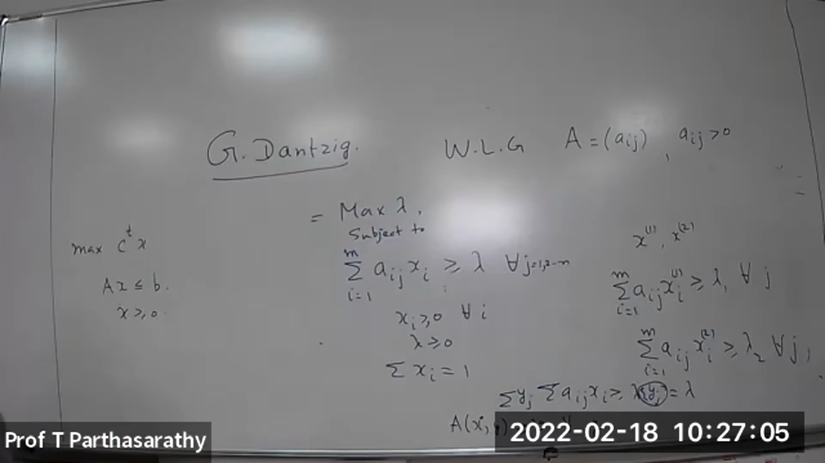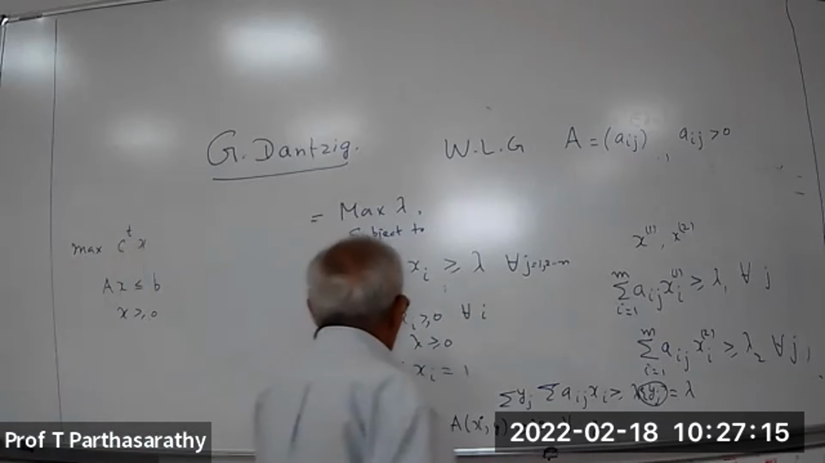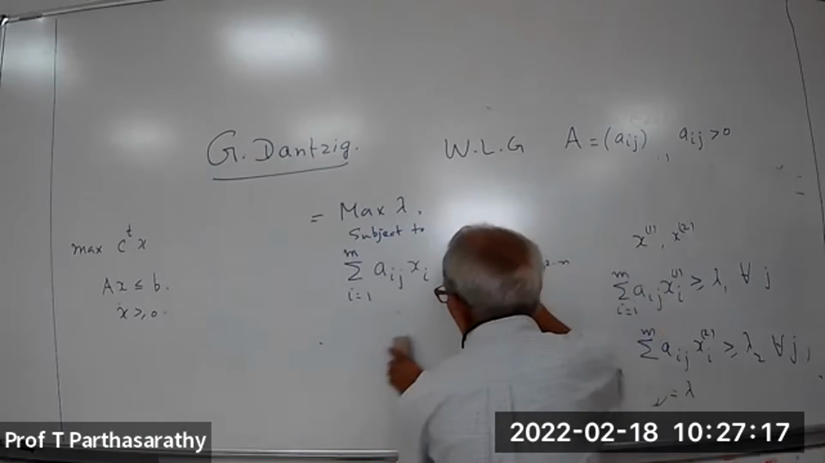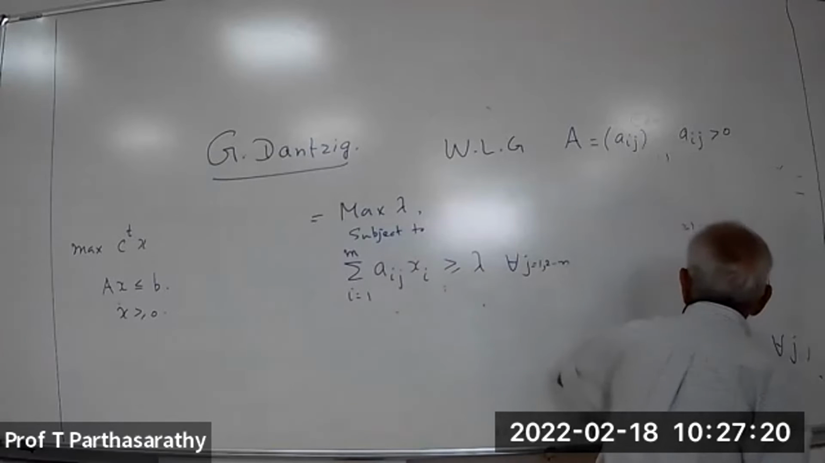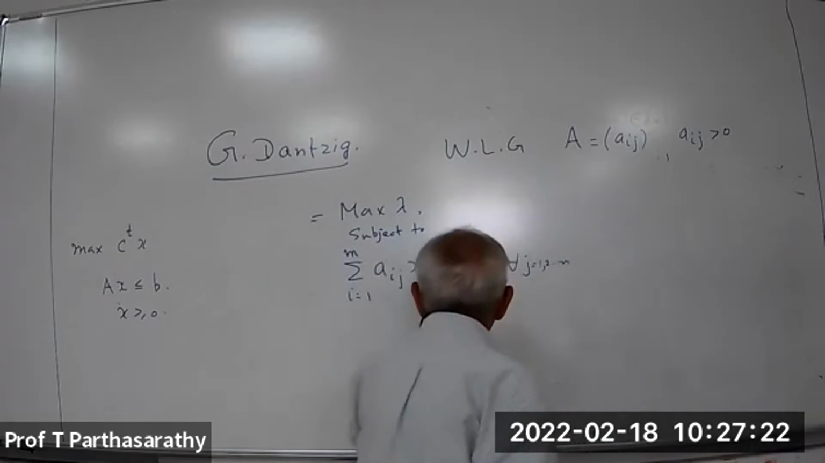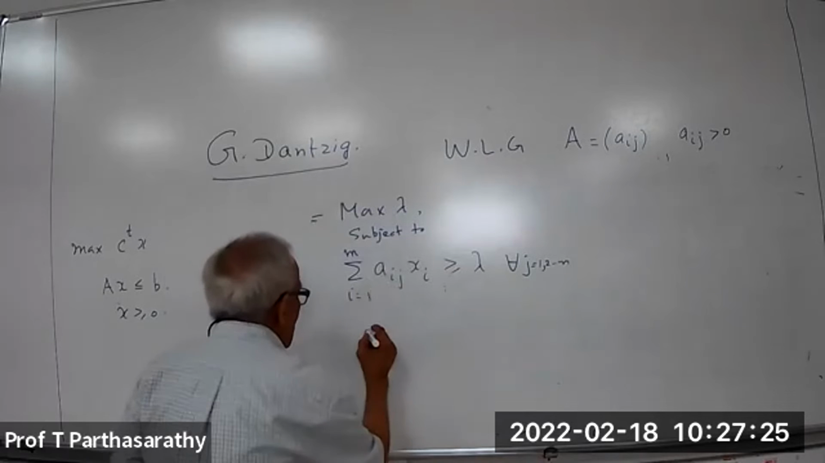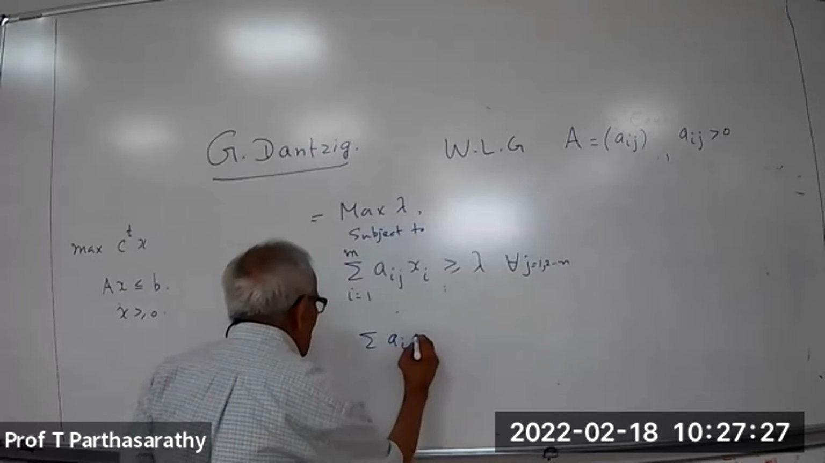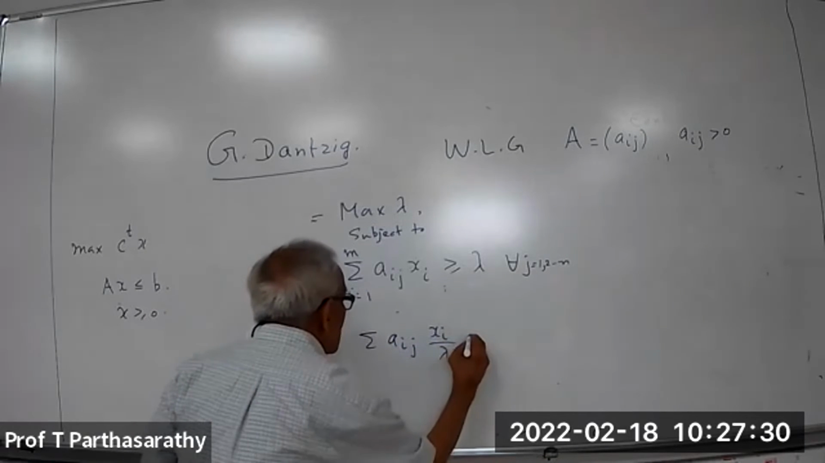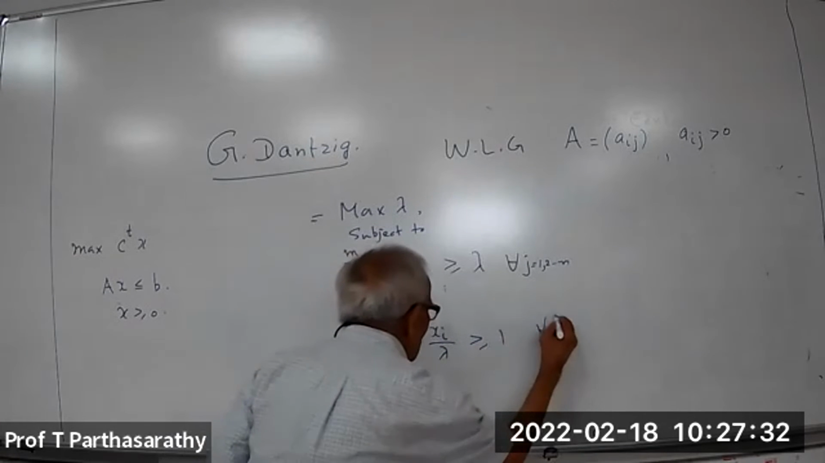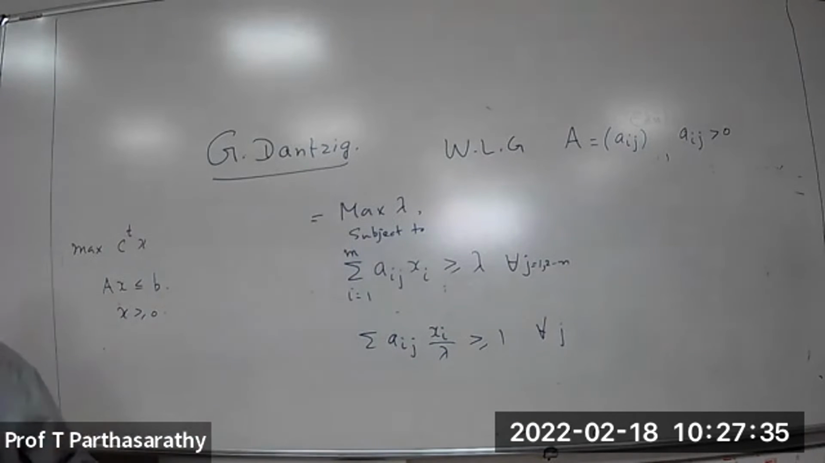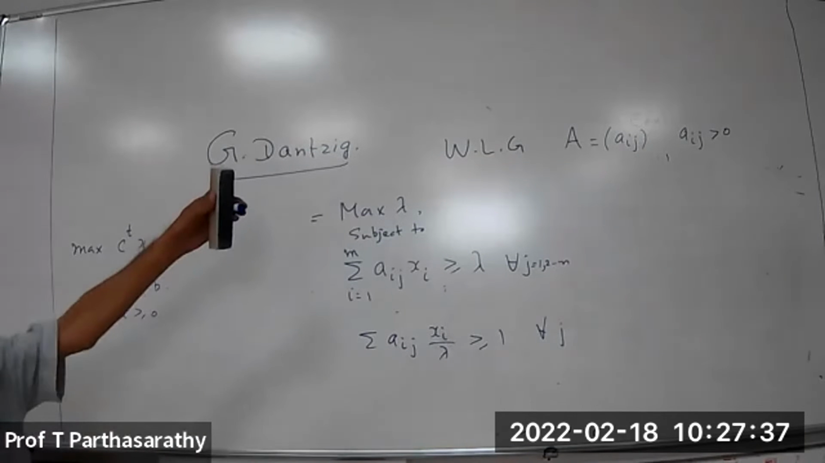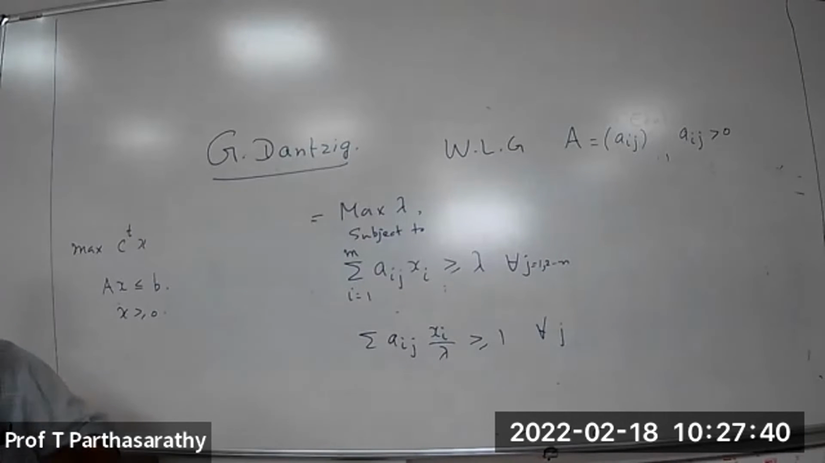See, all the values in Aij are positive, so the expected value will always be positive. So what I do is I reformulate this problem. Let me do it. I want to reduce this to the other problem, the standard problem. Now divide by lambda. Summation Aij xi by lambda is greater than or equal to 1 for all j, because I know lambda is anyway greater than 0. Lambda will be at least the minimum of the Aij's. Okay, so I can do this.